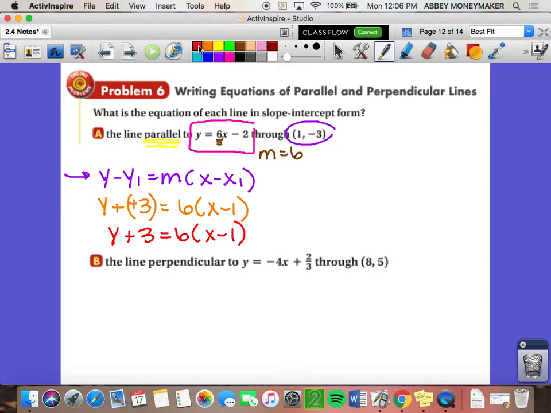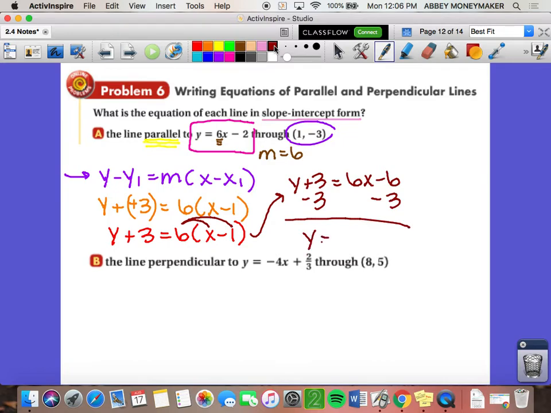And in the directions, if I remember, it says, what's the equation of a line in slope-intercept form? So just like before, I knew what was coming. We have to go ahead and multiply this out. So I get y plus 3 is equal to 6x minus 6. And now I just have to move the 3 over. So I get y is equal to 6x minus 9. This is my final equation.